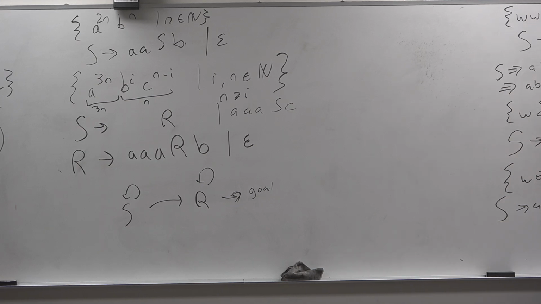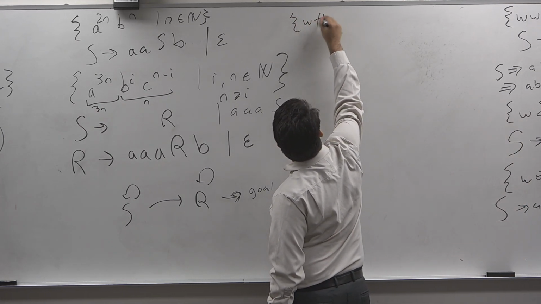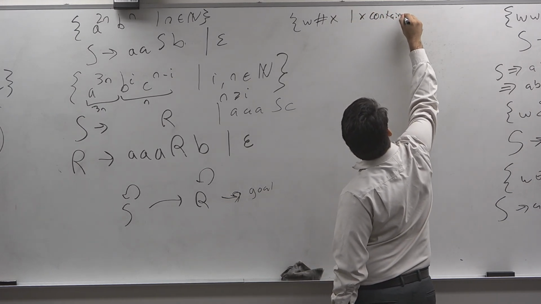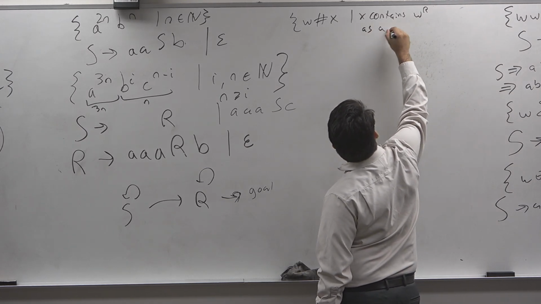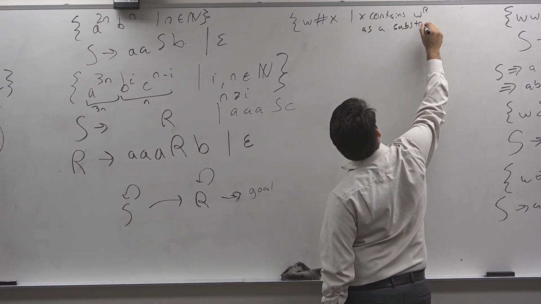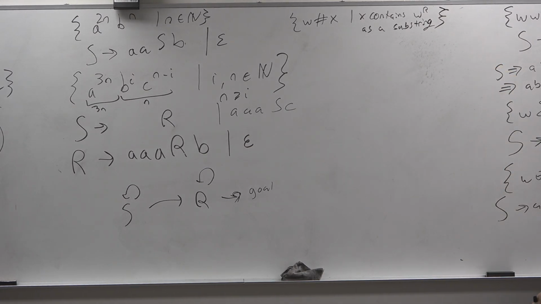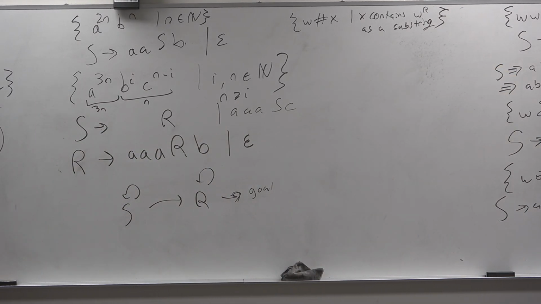Okay, let's do one of my favorites. W hash X such that X contains the reversal of W as a substring. That's a difficult one, I think. Let's take a second to think about it. And let's suppose the alphabet is A, B, hash.